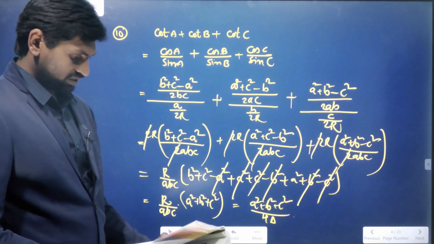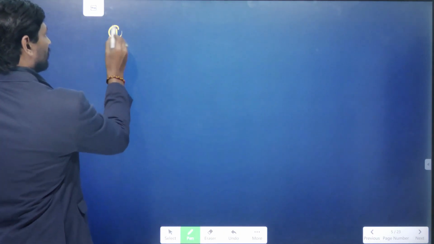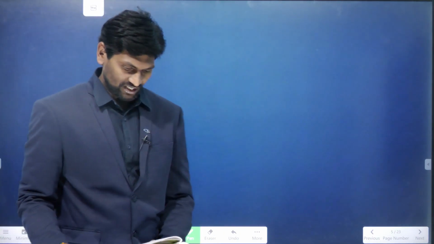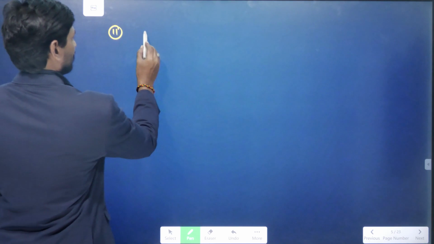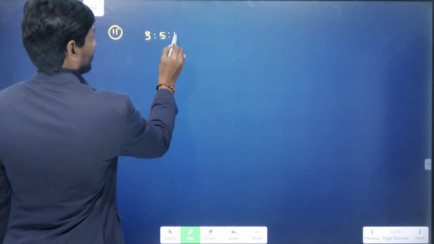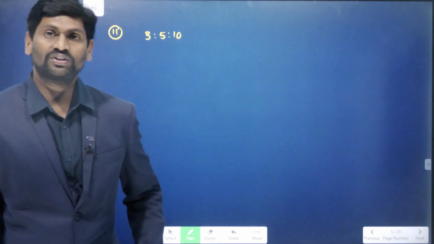Yeah, problem number 11. The 11th one is given that if the angles of a triangle are in the ratio 3:5:10, then find the ratio of the smallest side to the greatest side.